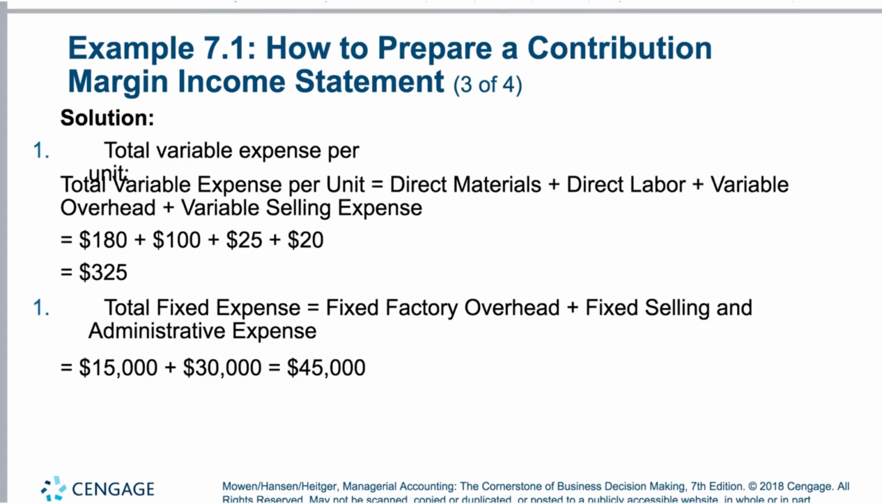So the first thing is we calculate the variable expense per unit. It was $180 for materials, $100 for labor, $25 I believe it was for variable overhead, and $20 for variable selling expenses, and that adds up to $325 per unit. And then our total fixed expenses, we were given the $15,000 in factory overhead and $30,000 in fixed, whichever it was. I can't remember the specifics, but that gives us $45,000 total in fixed expenses.